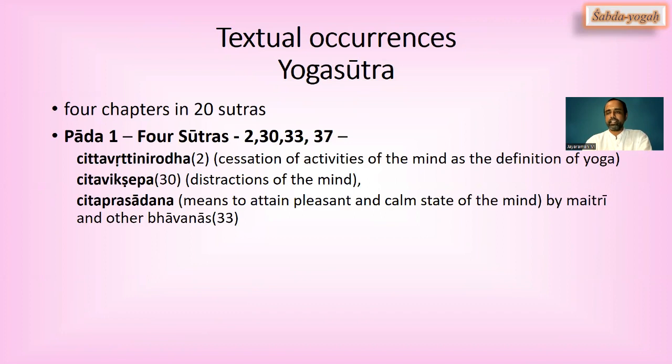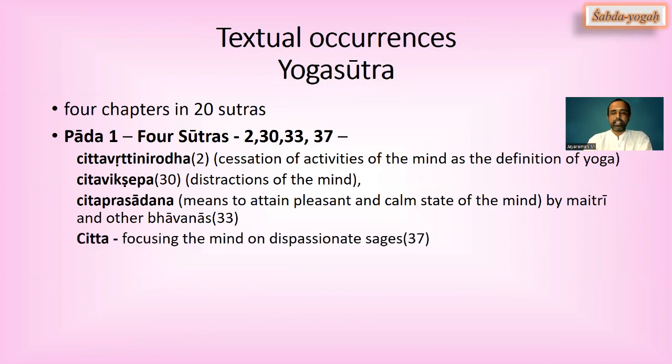Later in the chapter, maitrī-karuṇā-muditopekṣāṇāṁ sukha-duḥkha-puṇya-apuṇya-viṣayāṇāṁ bhāvanātaś citta-prasādanam. There also the word citta is used. And in the same series, vīta-rāga-viṣayaṁ vā cittam. The mind shall focus upon the workings of the mind of a dispassionate sage, then it becomes calm. It attains citta-prasādanam. So in the first pada, we find the usage of the term citta in these contexts.